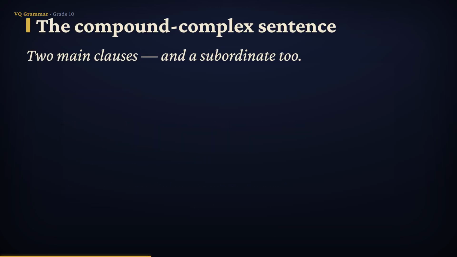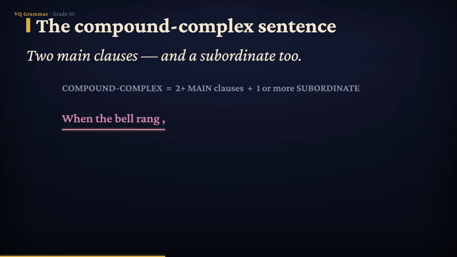Now the biggest shape of them all. A compound complex sentence has two or more main clauses and at least one subordinate clause. It's simply a compound sentence with a subordinate clause bolted on. Watch this one build, line by line. When the bell rang, subject bell, verb rang, but that word when leaves it dangling, so it's a subordinate clause.